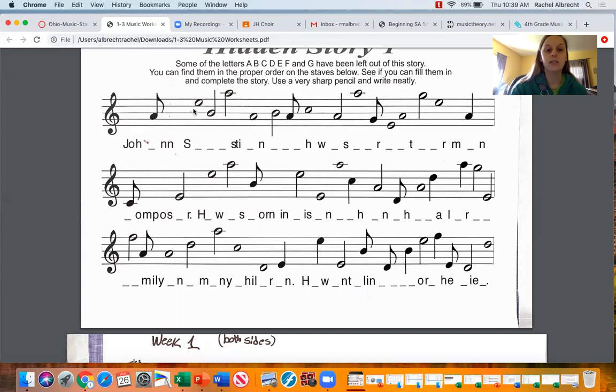If we go to this next one, we see this is another space note. Again, thinking through F, A, C, E, this one is more towards the top: 1, 2, 3, fourth space. So that would make it E, the top space.